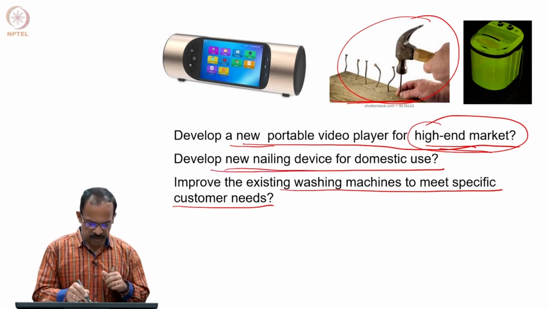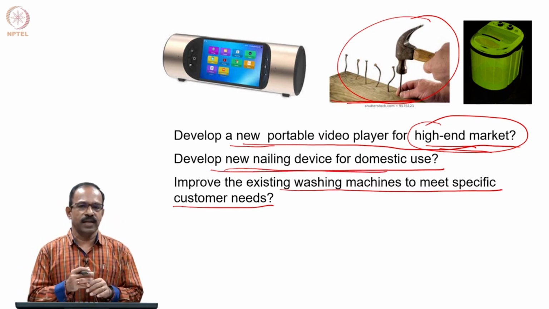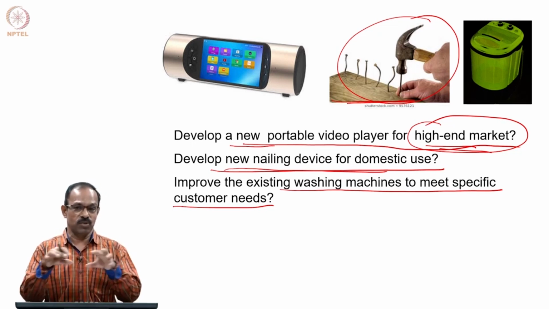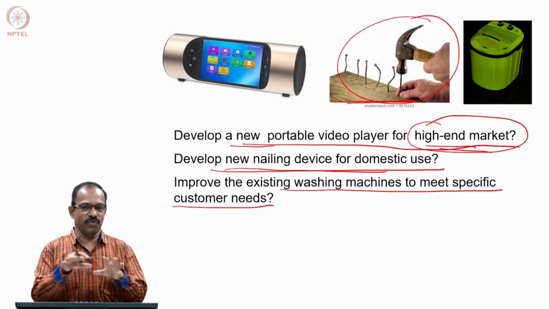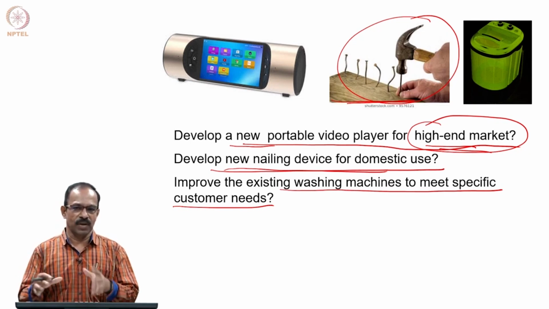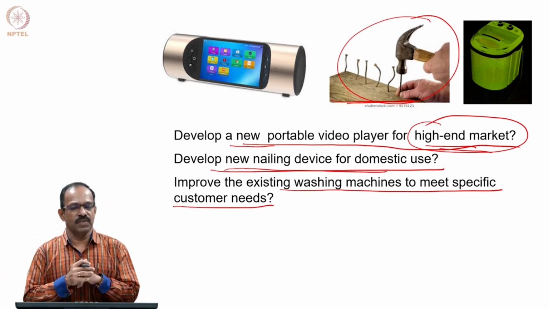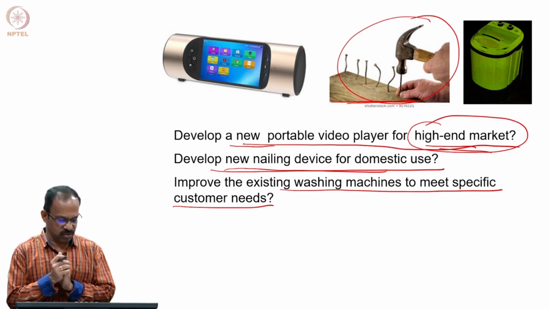Similarly here, if there are no existing products, then you need to think of many things, and how you actually provide the necessary functions, and how these functions can be given some physical shape, and to do that you need to develop concepts. So, this is the way we normally start with the design process.